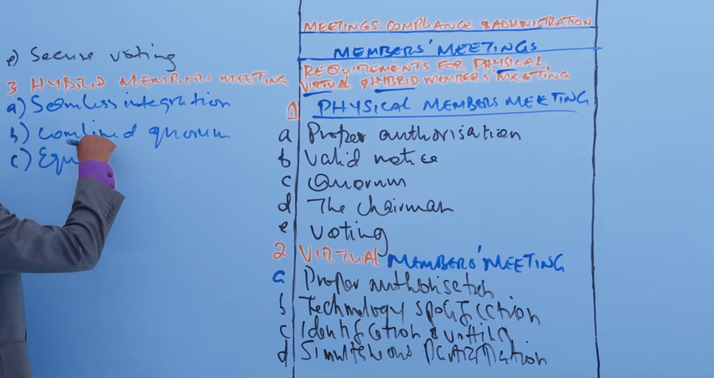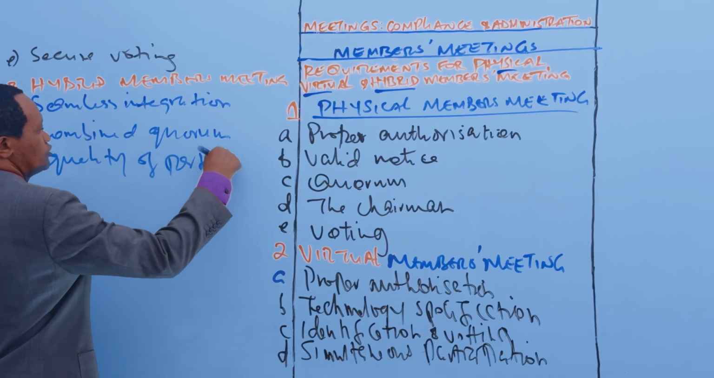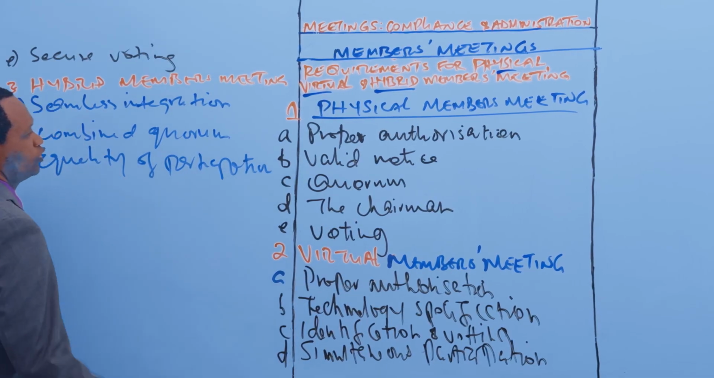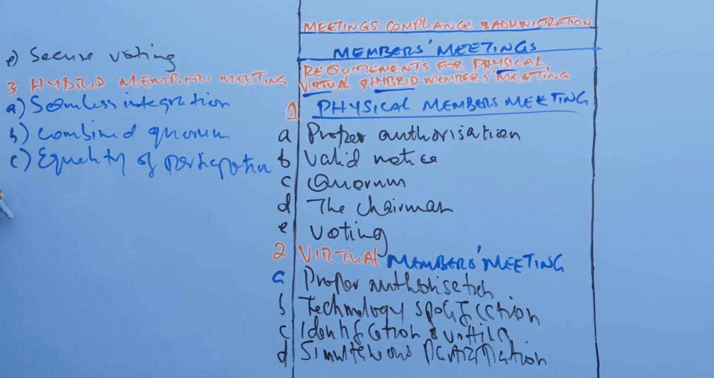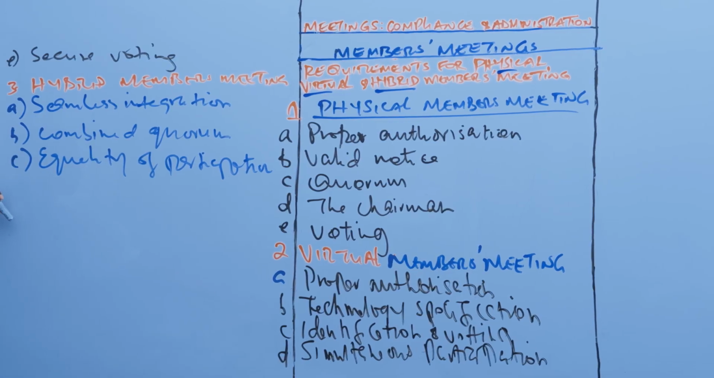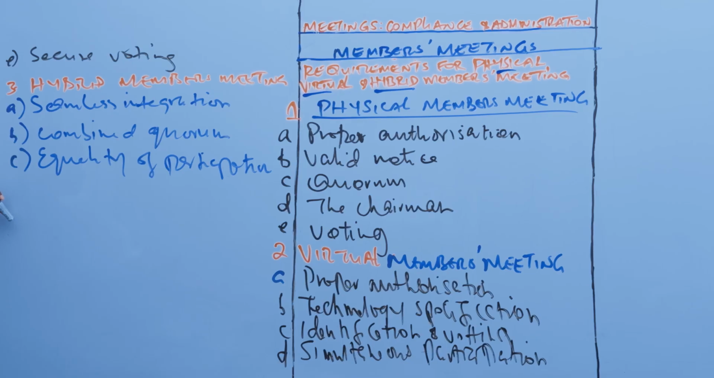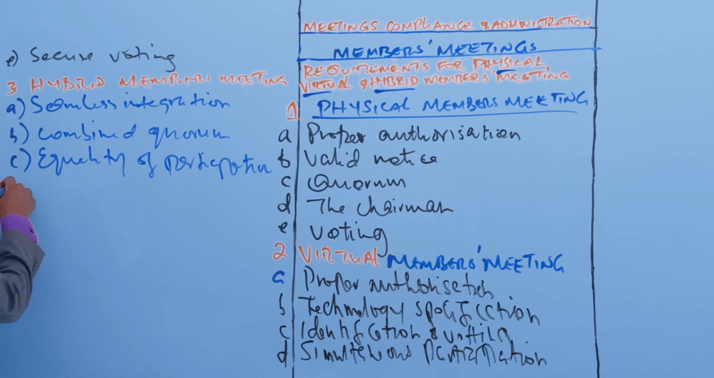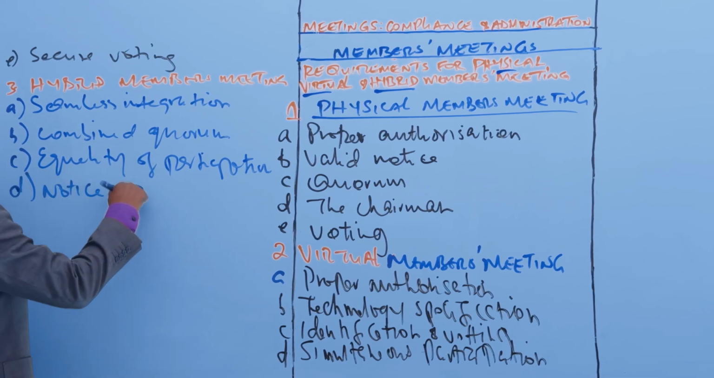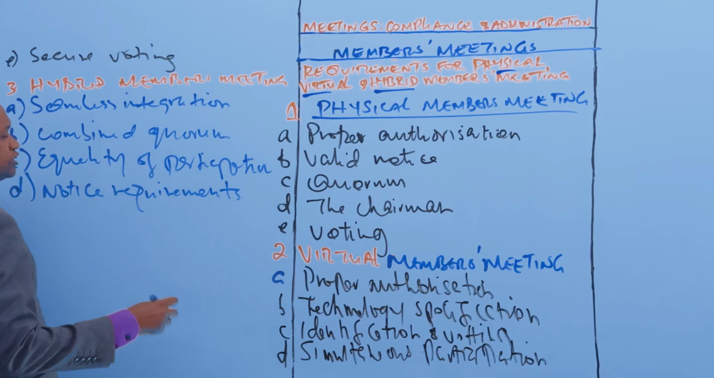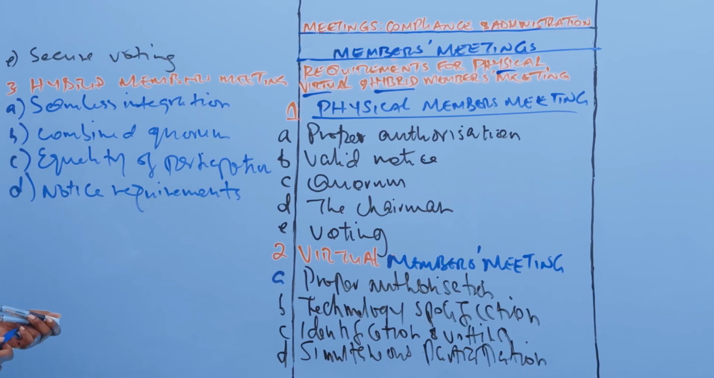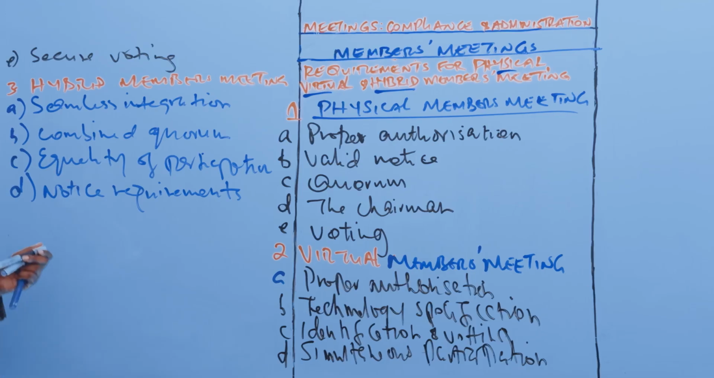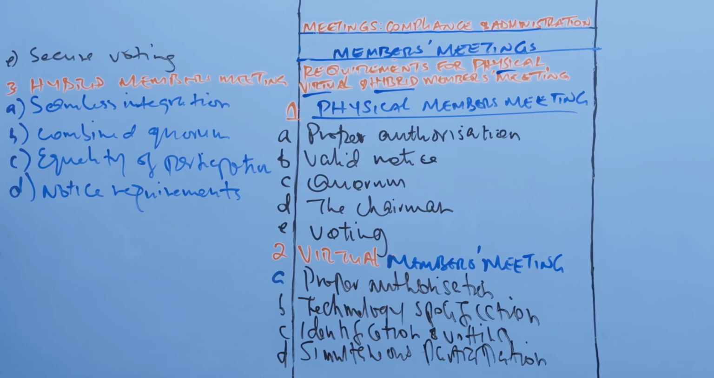3, equality of participation. There has to be equality when it comes to participation. The chairperson must ensure that remote participants have the same opportunity to raise points of order or ask questions as those in the physical room. 4, notice requirements. The notice must provide both the physical address and the digital access link. That is a very important requirement when it comes to hybrid members meeting.